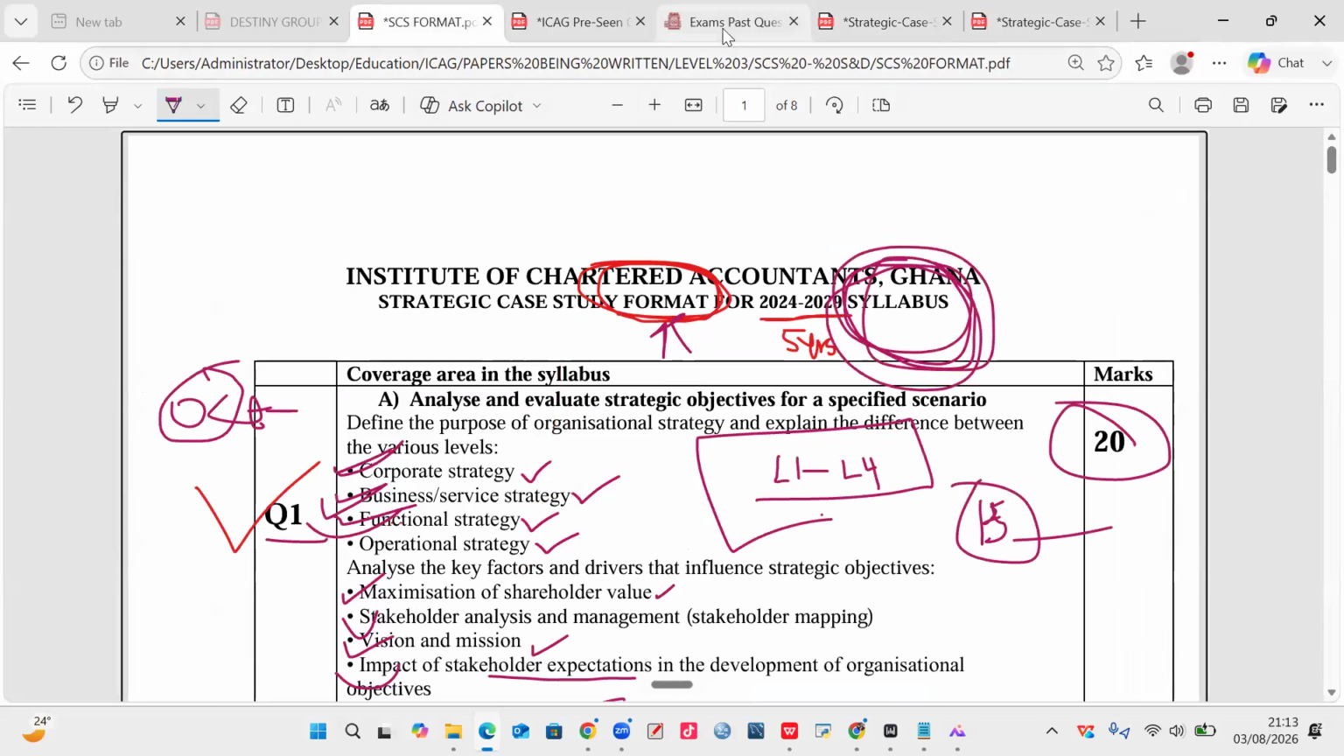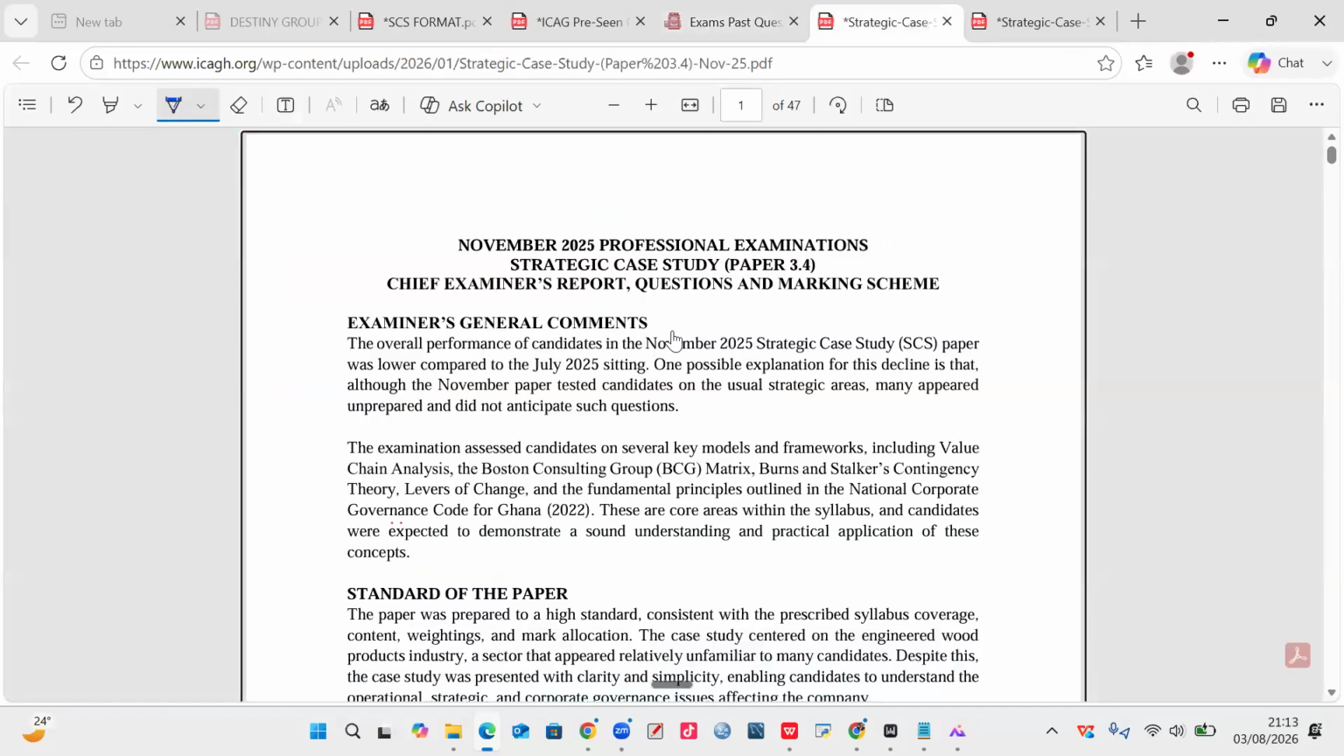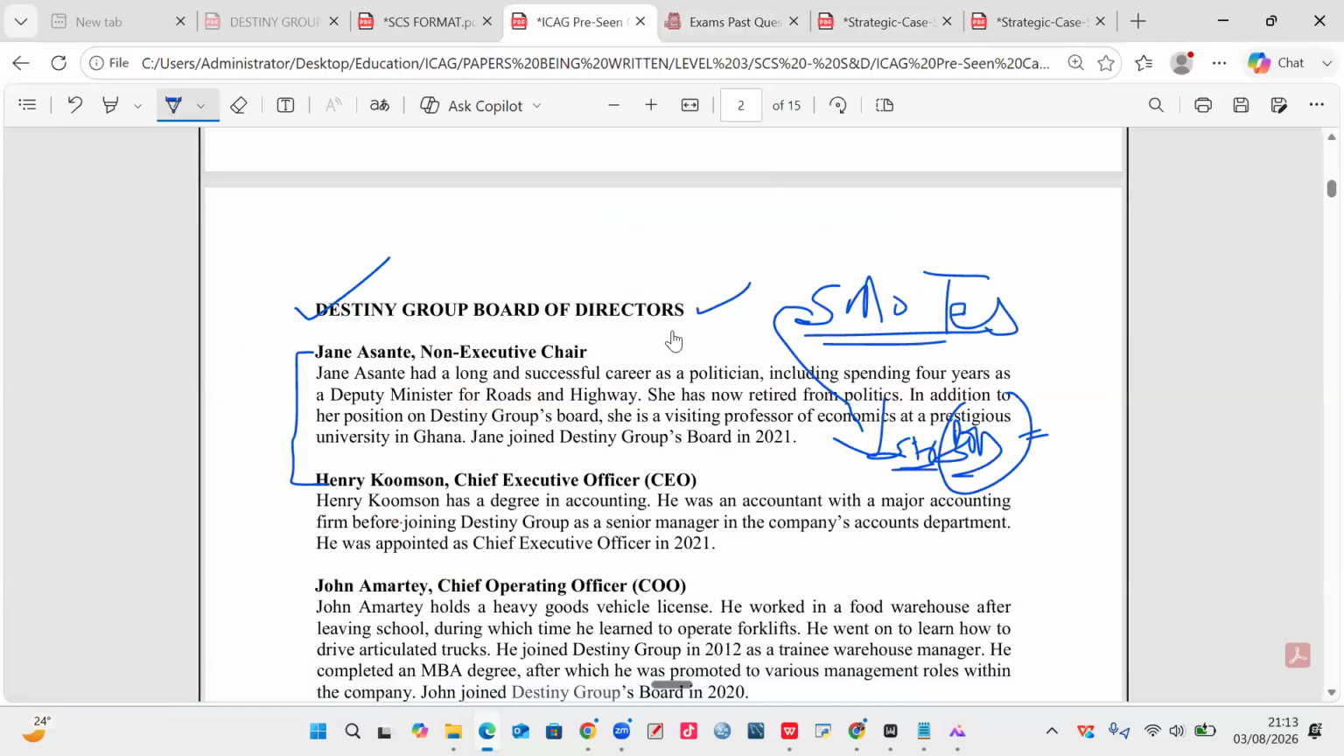So now I've read all the case study. How would they put the question? How would they frame the question? How would they construct the question? I can't tell about that. So how they can frame or construct the question is based on the syllabus.